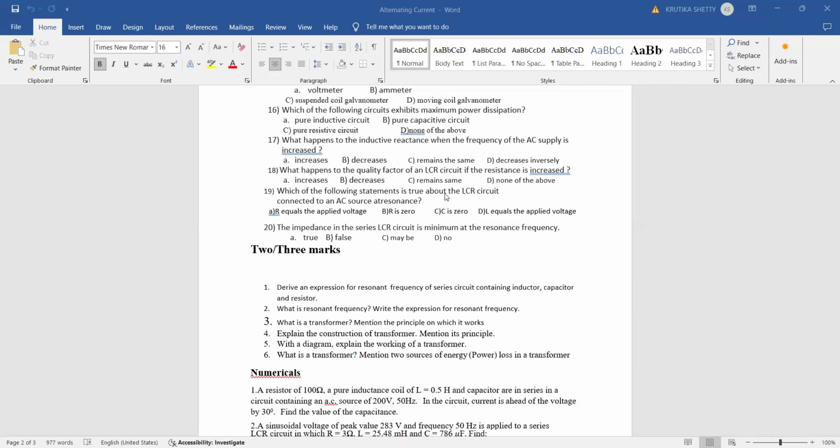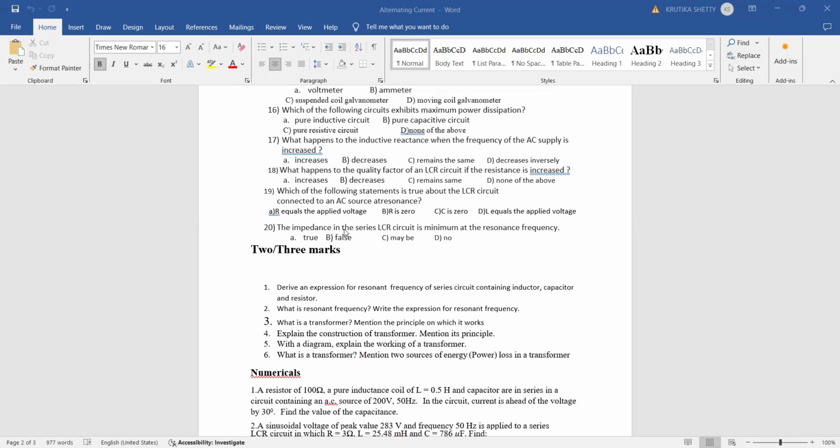Which of the following statements is true about the LCR circuit connected to an AC source at resonance? Which one is correct? R equals the applied voltage. R is 0. C is 0. L equals the applied voltage. A. Yes, very good. Option A is the correct answer. 19th question, option A: R equals the applied voltage.